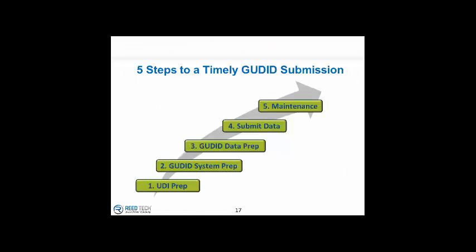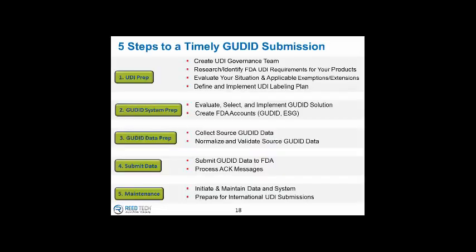There is some more discussion that I would like to go into, and I'm going to highlight some of the methodologies and steps that you would need to go through to put a GUDID submission system in place. And I've identified 5 particular steps: UDI prep, GUDID system prep, GUDID data prep, submit the data, and maintenance. We'll talk a little bit more about these. Won't go into a lot of detail because we want to talk about some of the lessons learned and then reserve sufficient amount of time for Q&A at the end.